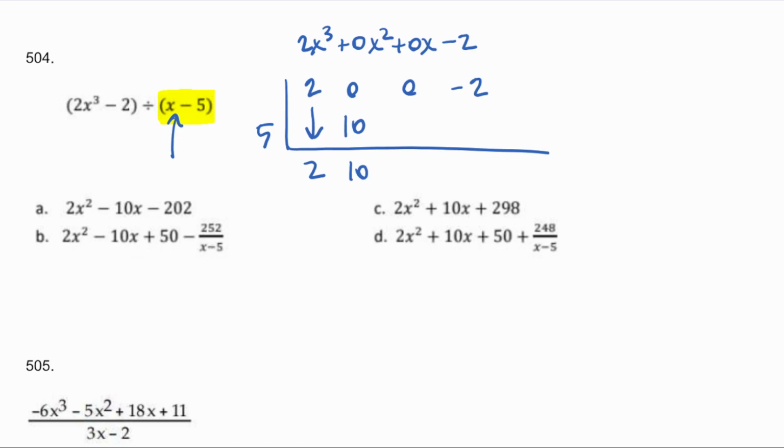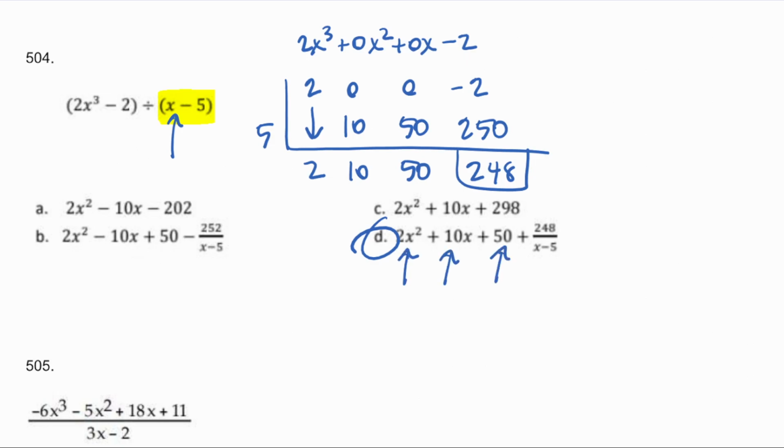Although I think I would have probably had a bad remainder, and that would have been cause for concern. So multiply, add. So multiply 5 times 10 is 50. Add 50 plus 0 is 50. Multiply 50 times 5 would be 250. Add, that's positive 248. So I'm looking for a positive 248 as a remainder. There it is. And all right, let's make sure that the coefficients all match. 2x squared, positive 10x, positive 50. That's great. Okay, so answer choice D. That's the winner.